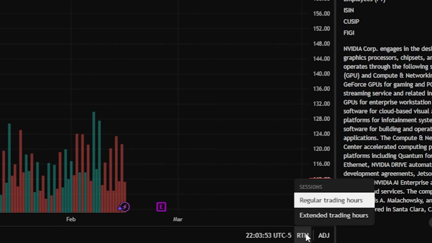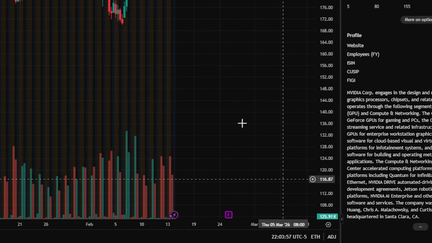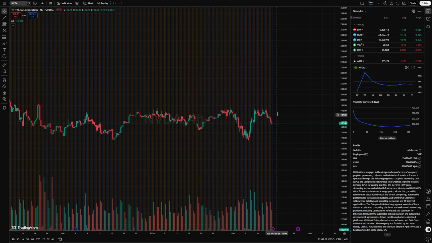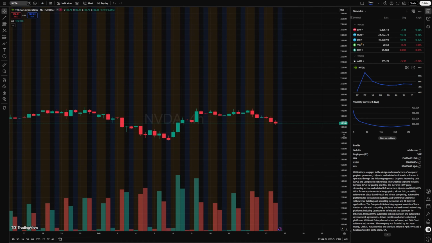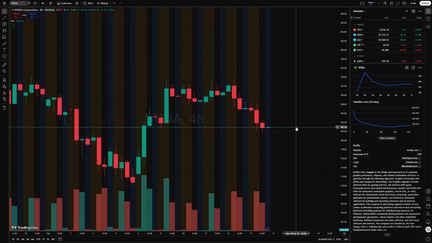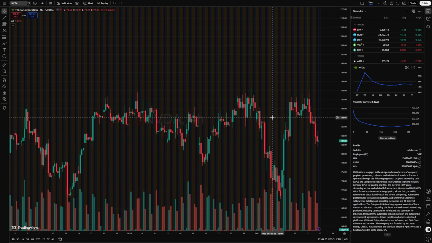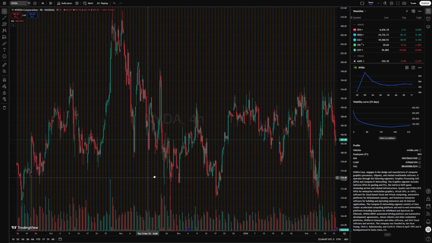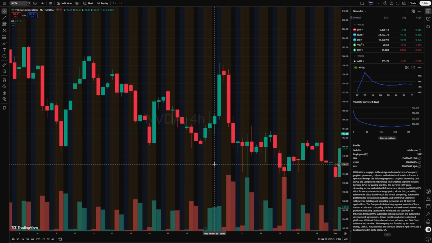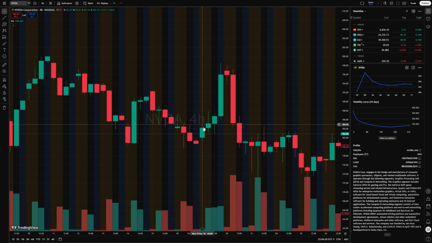So when you click this, you can change your sessions. You get to see the extended trading hours. Now, we're going to have to zoom in a bit for this. Let's go back to that earnings from beforehand. You had price that opened over on this point here at 185 and then closed over here, when the earnings finally came out.